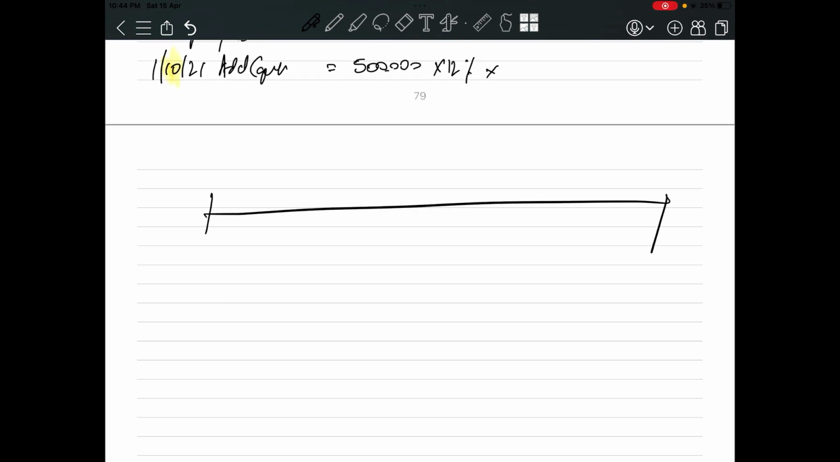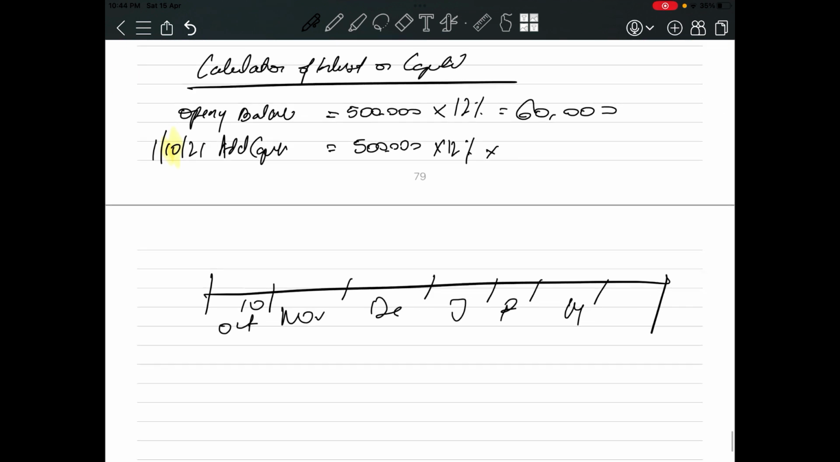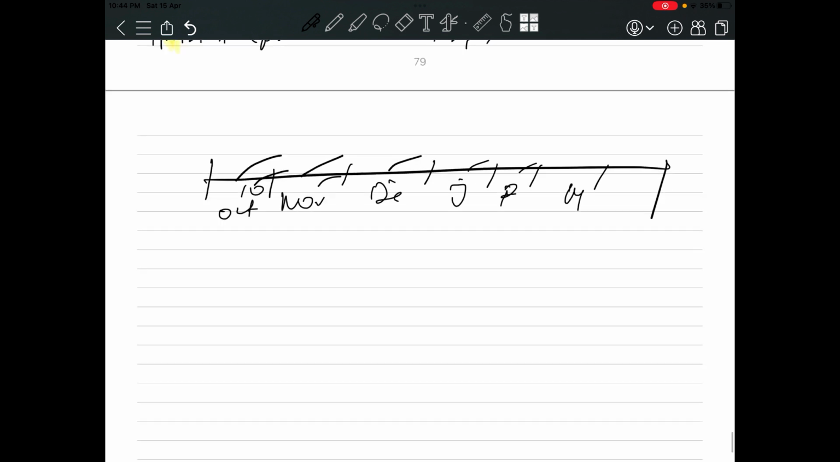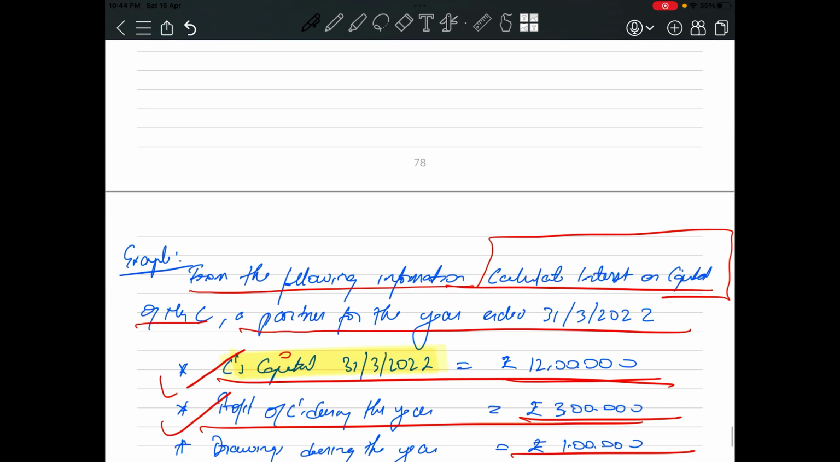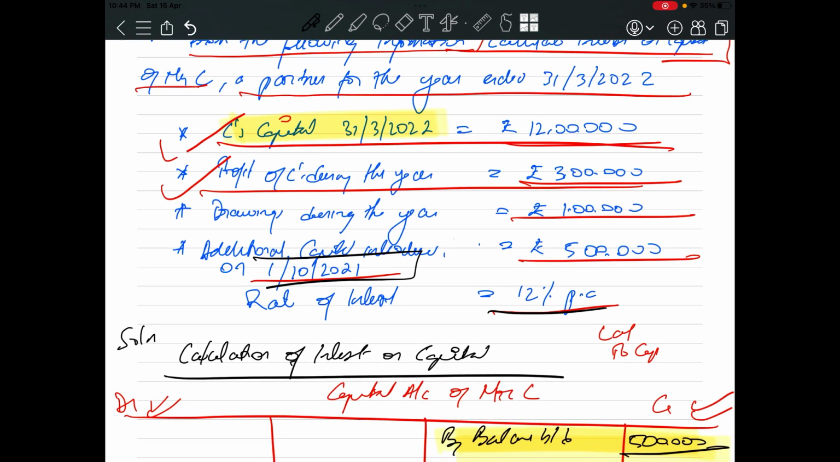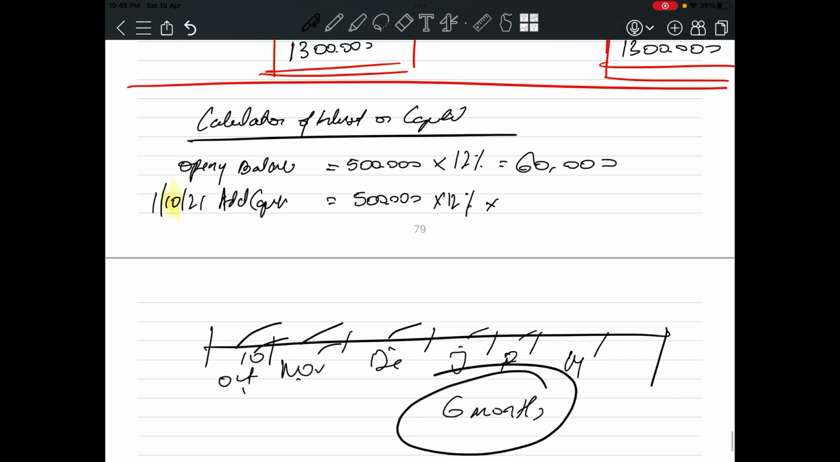If I calculate October, November, December, January, February and March, so it is for how much? 6 months. Okay, so he will basically get interest for 6 months. Why 6 months? Because he has introduced additional capital on October, right? And the year end is on 31st March. So we'll have to calculate it for 6 months.